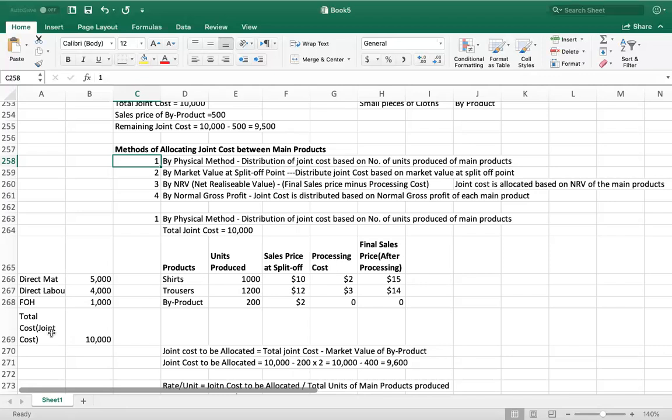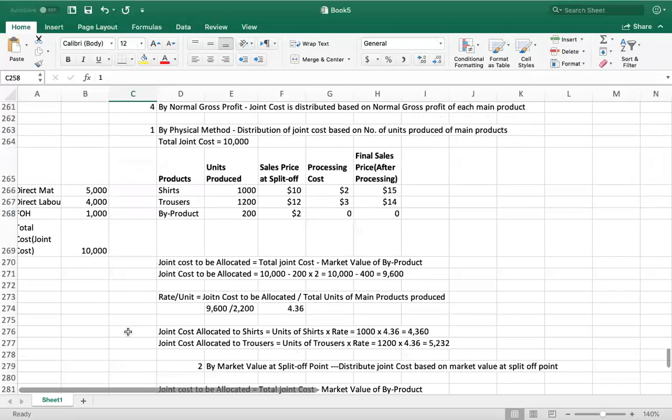Okay. So once you allocate, then it is known as allocated. Before allocation, it is known as joint cost. Joint cost, we don't know how much should be allocated to one product, second product, third product, like that.